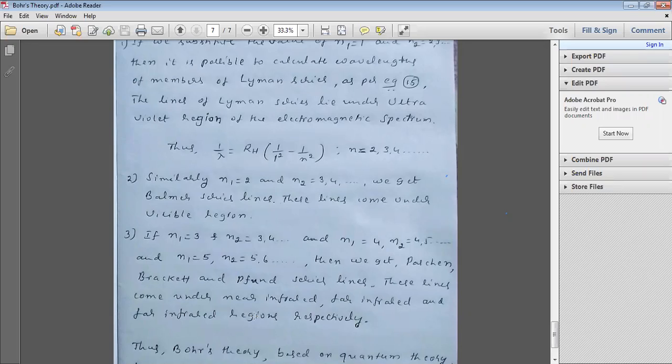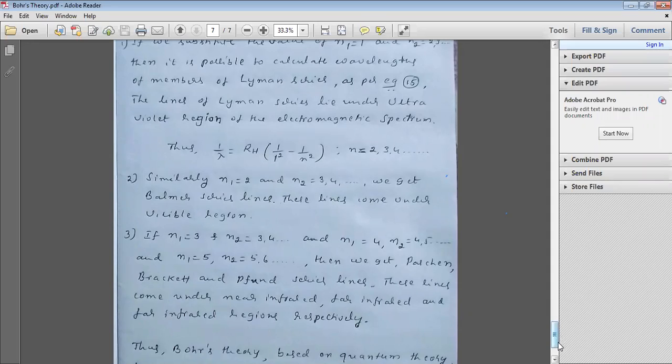I think you might have heard of this already. The very first series of the hydrogen atom is called the Lyman series, and these lines come under the ultraviolet region. The second series is called the Balmer series, and these lines come under the visible region. The third series is called the Paschen series, the fourth the Brackett series, and the fifth the Pfund series. These are the five important series of the hydrogen atom.